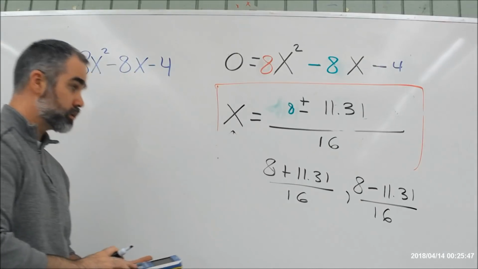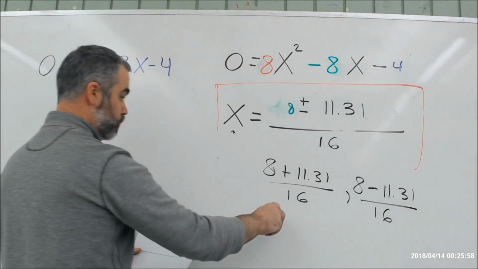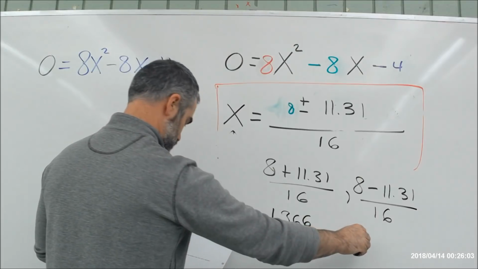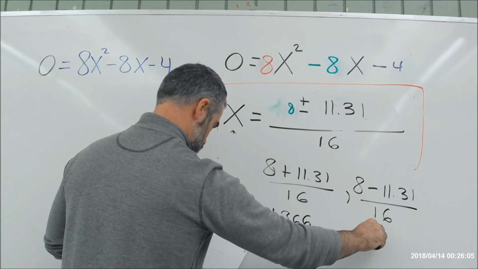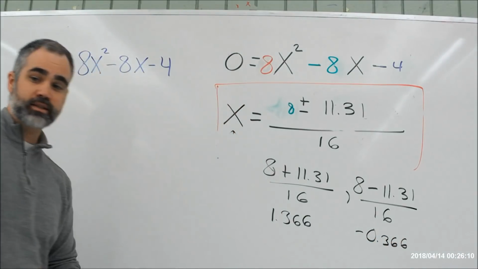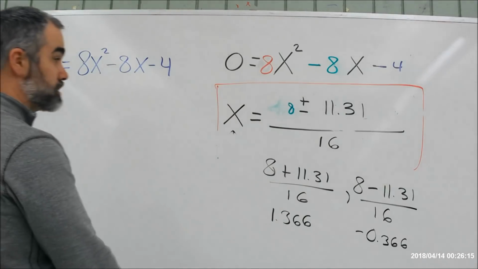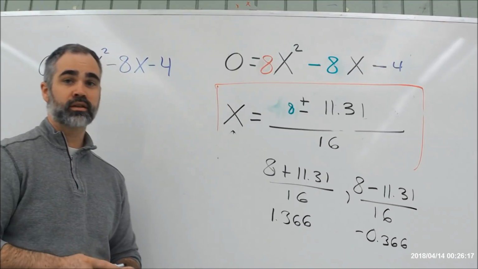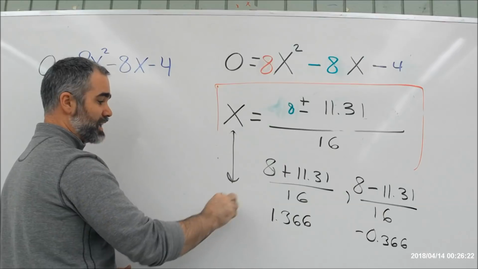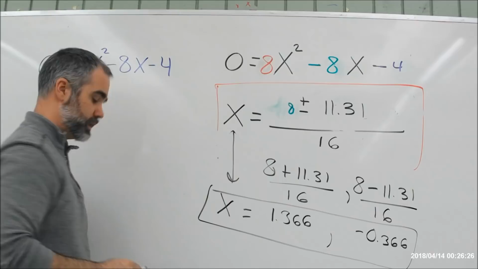You can type both of those into your calculator. You're going to end up with 1.366 and negative 0.366. You should expect to see two answers most of the time in the quadratic formula because there's two x-intercepts in most parabolas. So you should see two answers. And again, the x is still there, so it's x equals two different numbers. Please write your answers like this.